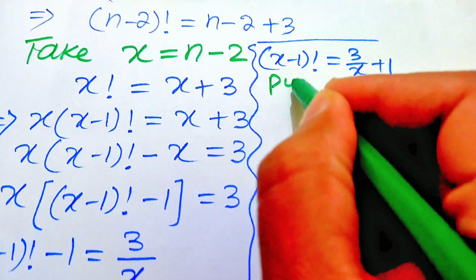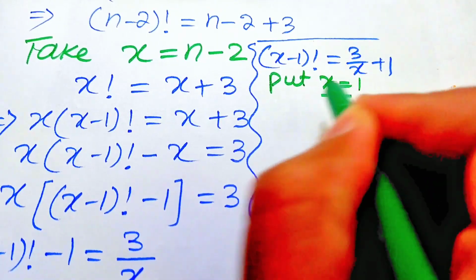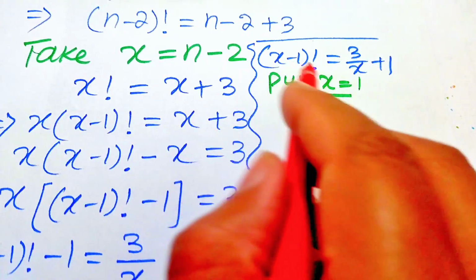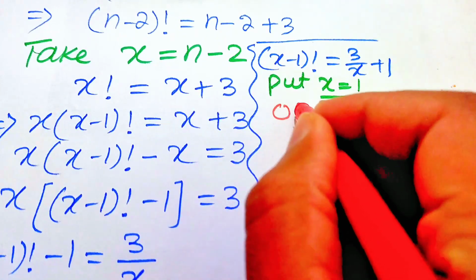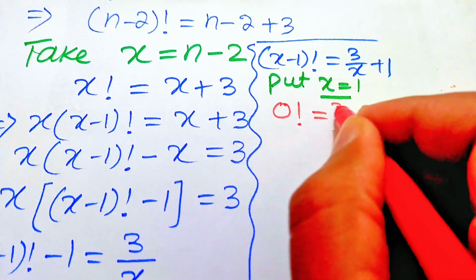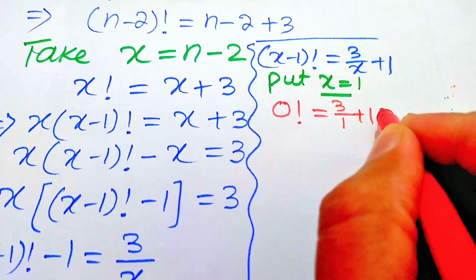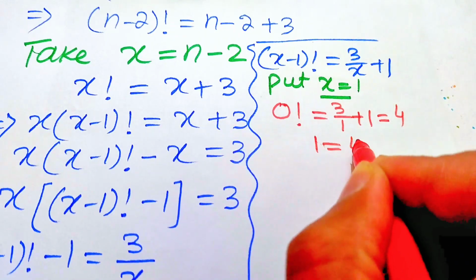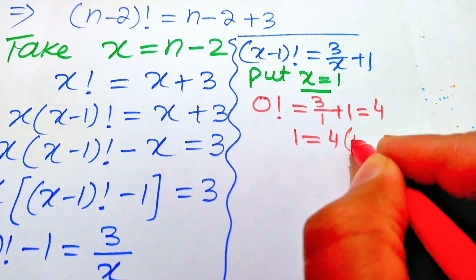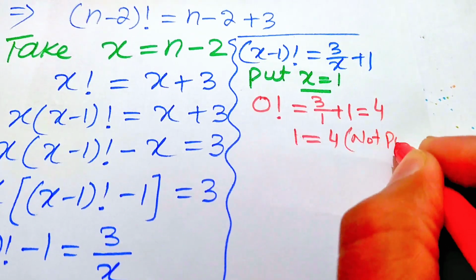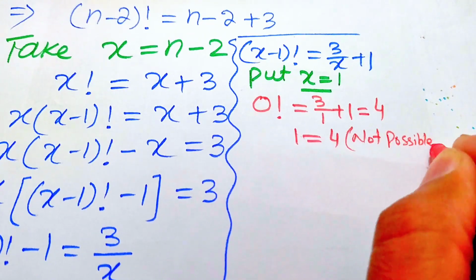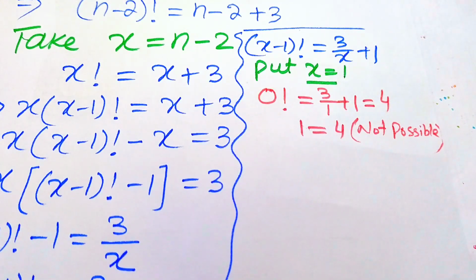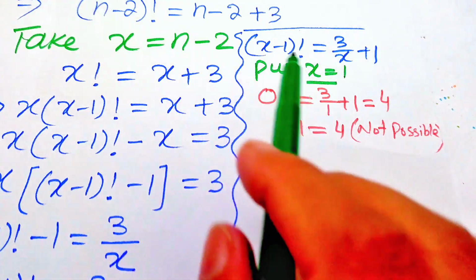So here first we put x equals 1. Now when you substitute x equals 1, this equation becomes (1 minus 1)!, which is 0!, equals 3 over 1 plus 1, which is 3 over 1 plus 1 equals 4. So 0! is 1, and it becomes 1 equals 4, and we know that this is not possible. So if it is not possible, then we reject the value x equals 1 because it does not satisfy the given equation.